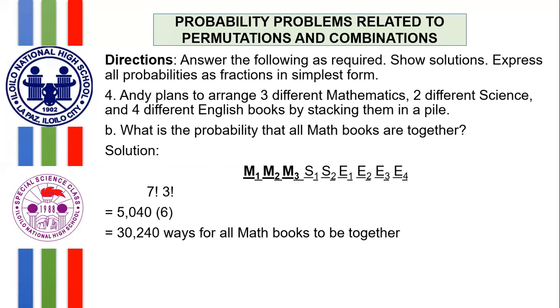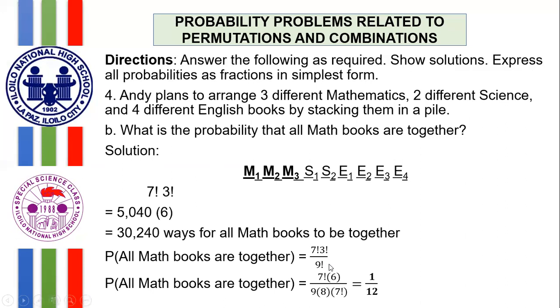But we are not yet done because the problem is asking for probability. Based on our answer in A, there are 9 factorial ways in all that you could arrange them. And there are 30,240, or 7 factorial times 3 factorial, ways in such a way that all math books are together. So the probability is 7 factorial times 3 factorial all over 9 factorial. Or, if you wish, you could utilize their simplified value in standard form, 30,240 divided by the value of 9 factorial.